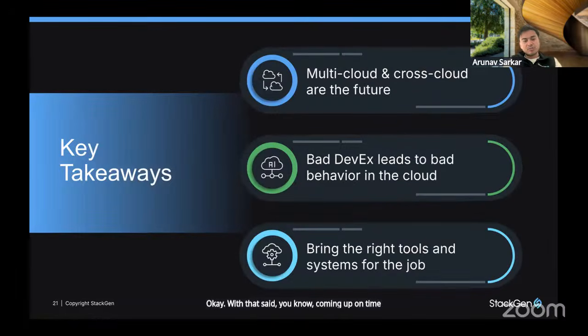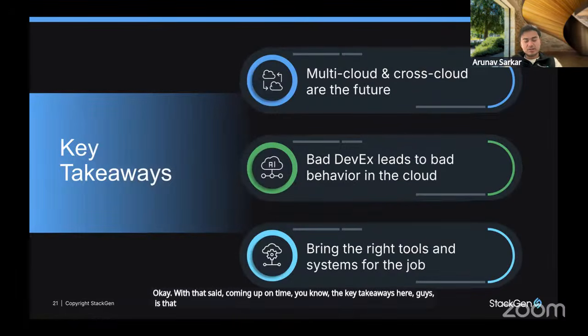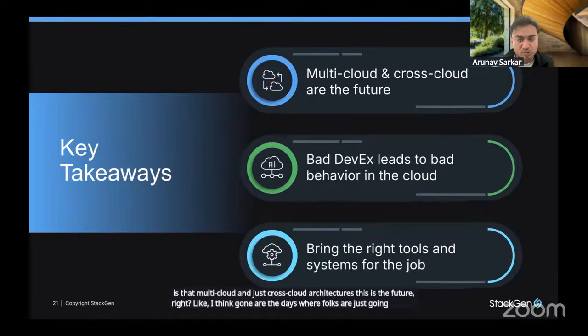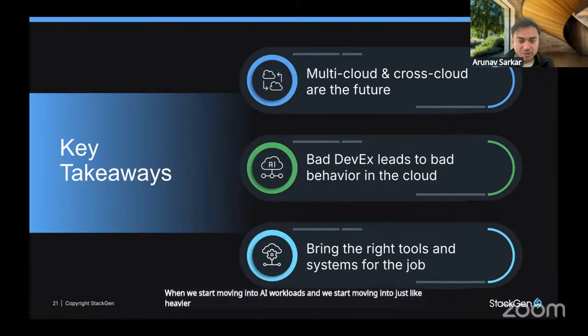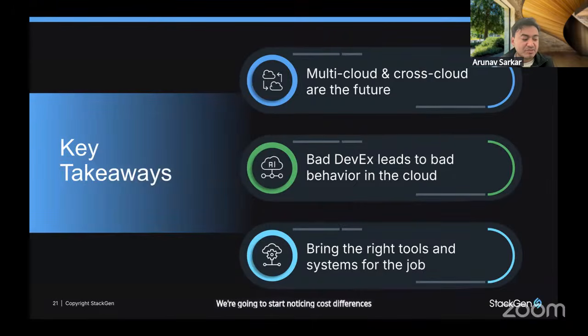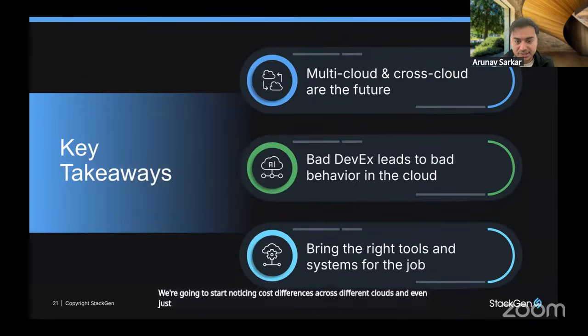The key takeaways here, guys, is that multi-cloud and just cross-cloud architectures, this is the future, right? Like I think gone are the days where folks are just going to be fully contained in one cloud. When we start moving into AI workloads and we start moving into just heavier compute than just VMs and even Kubernetes, we're going to start noticing cost differences across different clouds and even just performance differences across different architectures. And that means that we have to use multiple cloud systems.